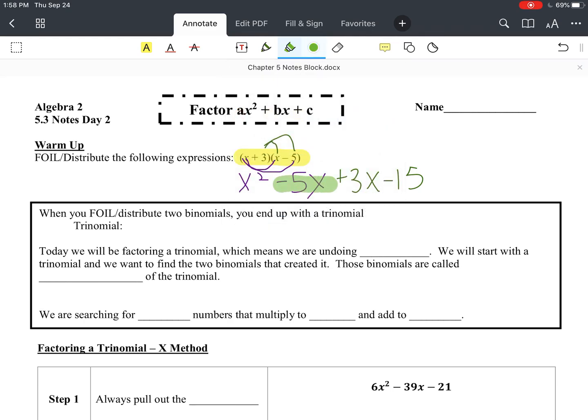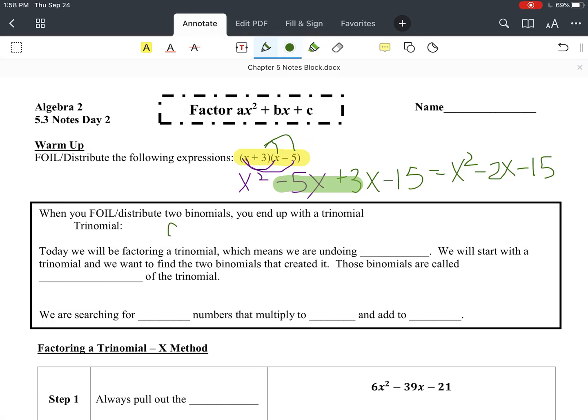You would combine your like terms of negative 5x plus 3x to get x squared minus 2x minus 15. So that's called distribution, multiplication, FOIL. You may have called it a bunch of different things before. We're going to be doing the exact opposite today.